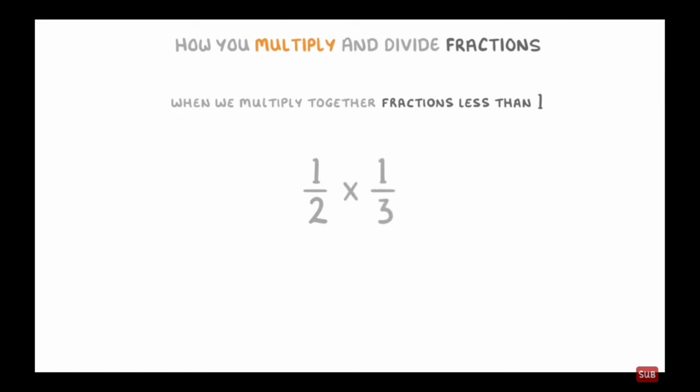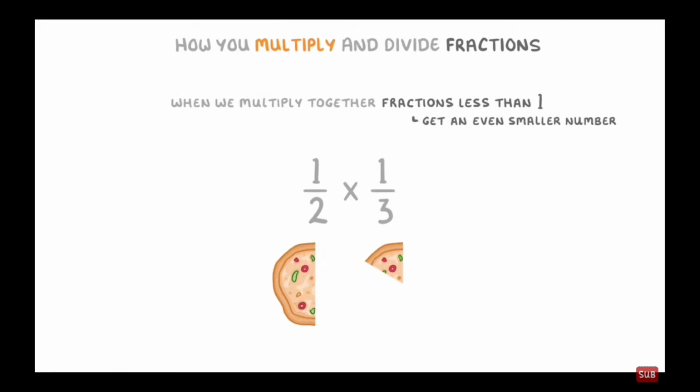One other thing to point out about multiplying fractions is that when we multiply together fractions that are less than 1, like 1/2 times 1/3, we actually get an even smaller number, because we're taking a small portion of something that was already small. For example, if we start with half a pizza, then by multiplying it by 1/3, we're effectively selecting 1/3 of that half pizza. So now we only have 1/6 of the whole pizza.